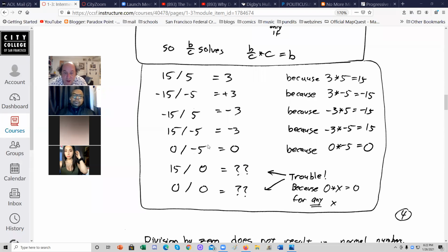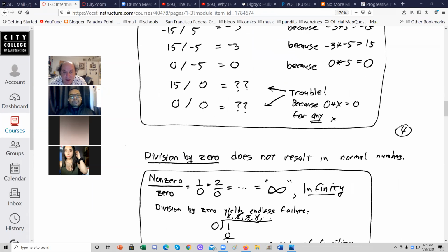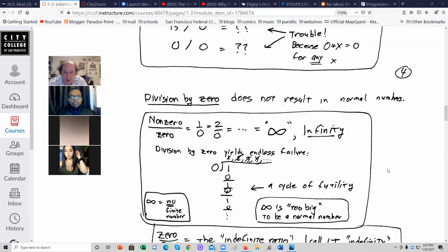These, however, are trying to divide by 0. What times 0 is 15? Ooh, that's a problem. I don't think there are any such numbers. And what times 0 is 0? Well, any number. So these have a problem. 0 times x equals 0 for any x. So these have some difficulties in solution. This seems to have no solution, and this seems to have any number as a solution. As a result, division by 0 is a problem, and we'll be getting into that a little later. It doesn't result in normal numbers, you see.